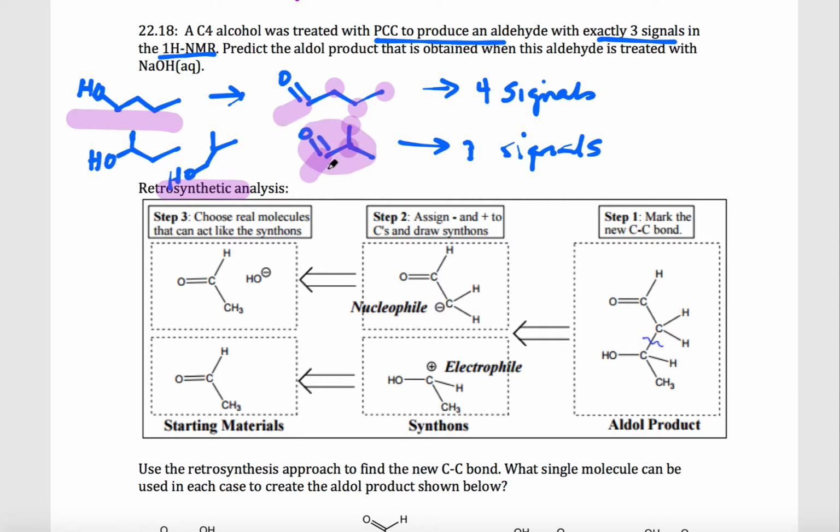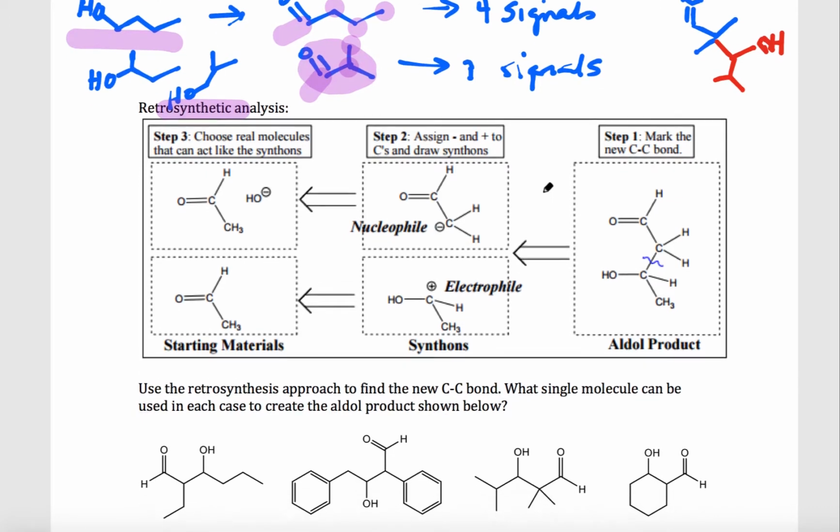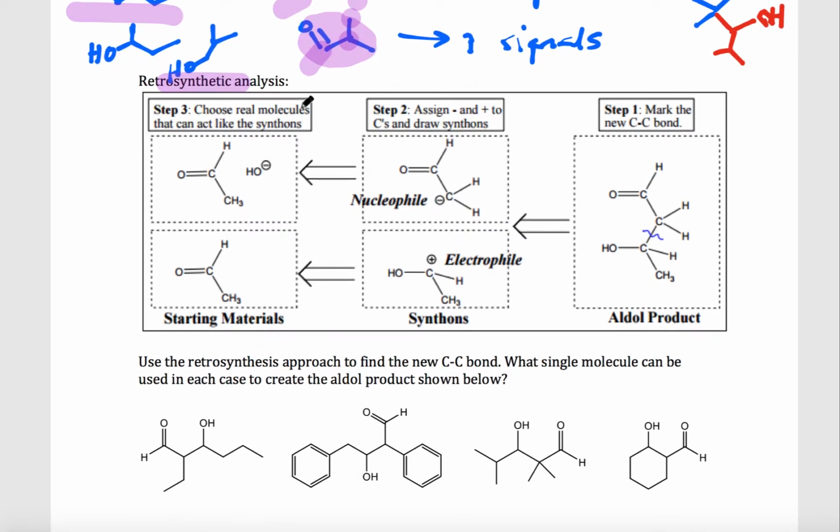And then we need to predict the aldol from that aldehyde. So the aldol will be that aldehyde, and then that's bonded to another molecule like it with a beta hydroxy group. Okay, so that will be my aldol product, alpha, beta, hydroxy, and we see the isopropyl group here for both of these. All right, so that brings us to this point of retrosynthetic analysis.